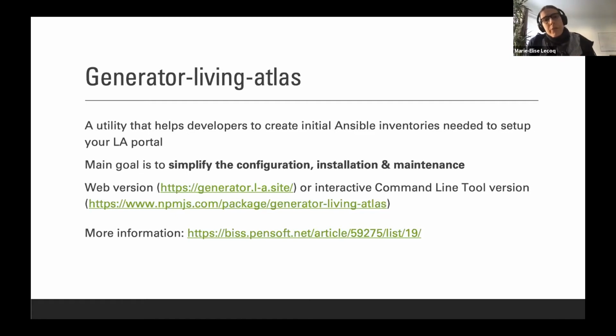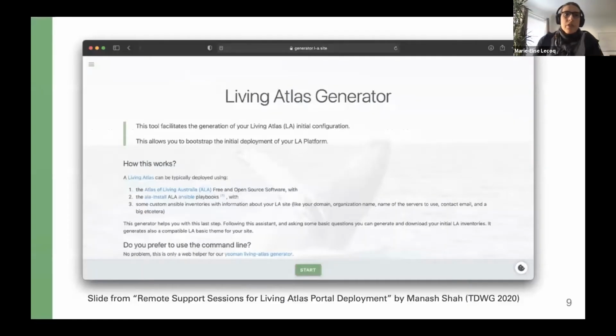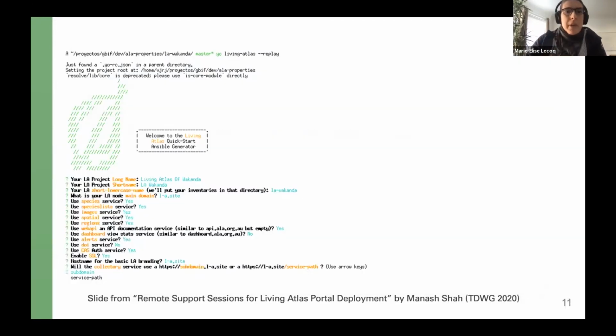You will learn a little bit more information about these tools. There are two versions, the web version and the command line. Both this slide and the next one come from the remote support session for the Living Atlases portal deployment done by Manash during the TED Week. So this is the website, and this is the command line.